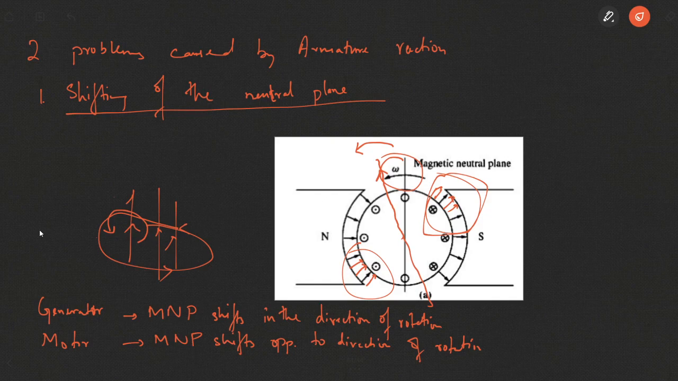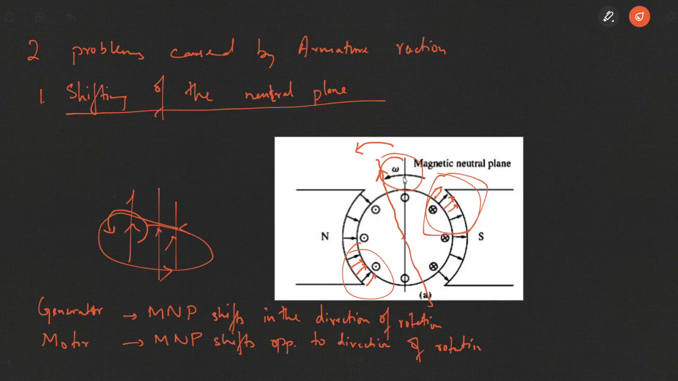One is the shifting of the neutral plane. As we have seen, because of the flux produced by the current flowing through the armature conductors, the main magnetic field produced by the field windings gets distorted, and the neutral plane shifts because of an increase in the magnitude at the leading end of the poles and a decrease in the magnitude of the magnetic field at the trailing end of the poles.